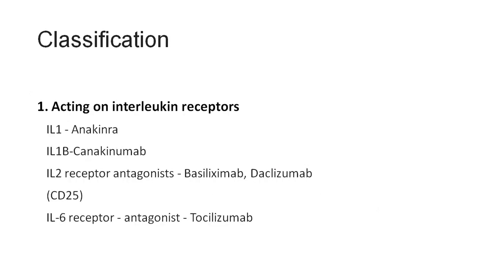Coming to classification of monoclonal antibodies. Those acting on interleukin receptors: IL-1, for example anakinra; IL-1 beta, canakinumab. IL-2 receptor antagonists like basiliximab and daclizumab, which act against CD25. Then the interleukin-6 receptor antagonist like tocilizumab.